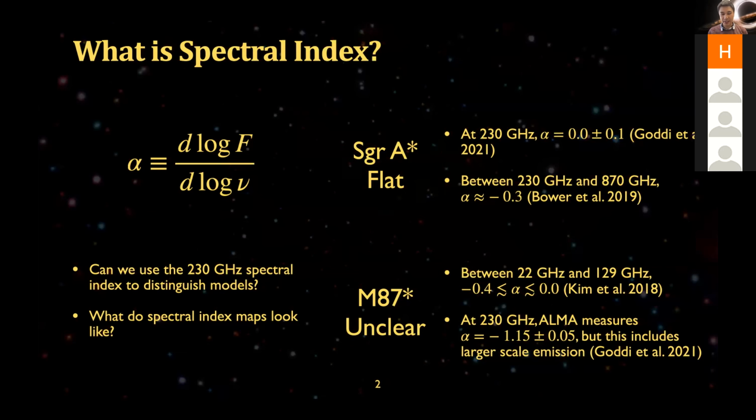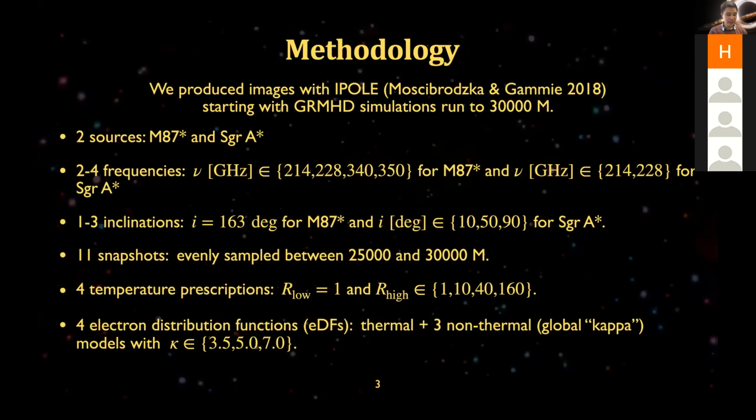Our methodology is to produce images using IPOLE. This is the radiative transfer code that's used in the EHT papers, starting with GRMHD simulations that run to 30,000 M. We looked at both M87 and Sagittarius A*. And for this, you of course need several frequencies, at least two. For M87, we looked at 4 of them: 214, 228, 340, and 350 gigahertz. And for Sagittarius A*, just 214 and 228. And when I talk about maps in these upcoming slides, I'm actually just going to focus on the 214 to 228 gigahertz range.